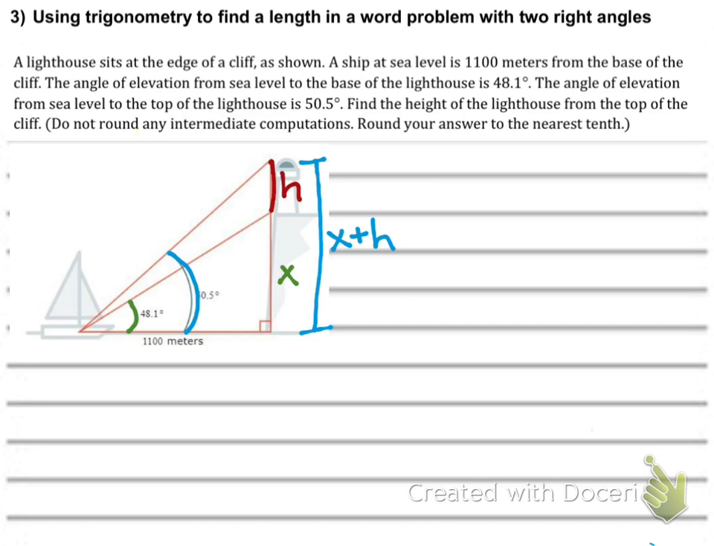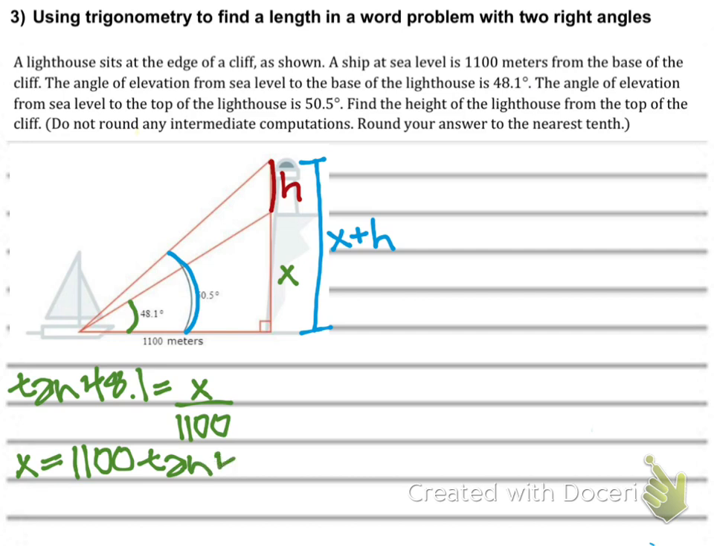So for the green guy, for the 48.1, we would say the tangent of 48.1 is x over 1100, which if I then solved it for x, I would have x is 1100 tangent 48.1.